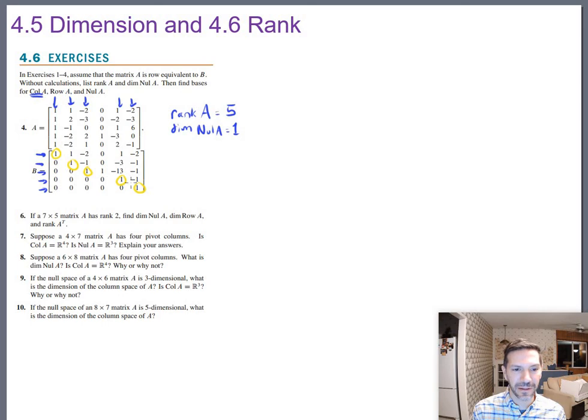Notice the row space is R6. The column space is R5. The null space is also going to be R6. It's going to tell you how to combine the 6 columns to make a 0 result.